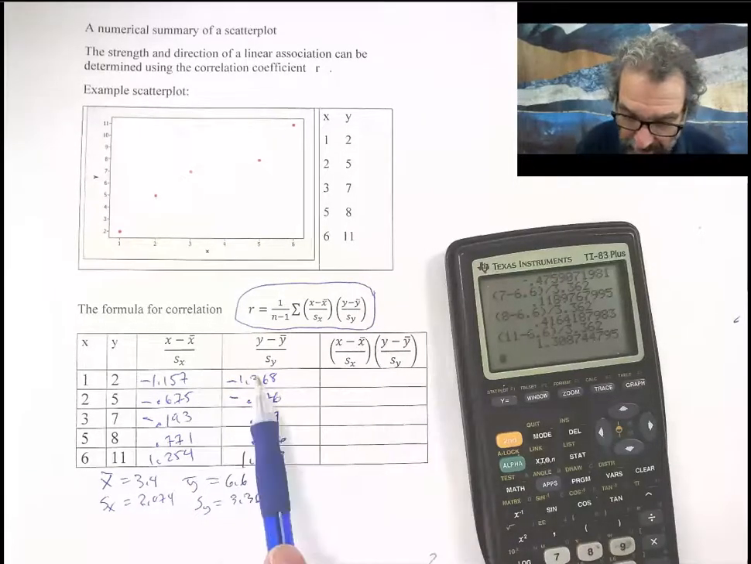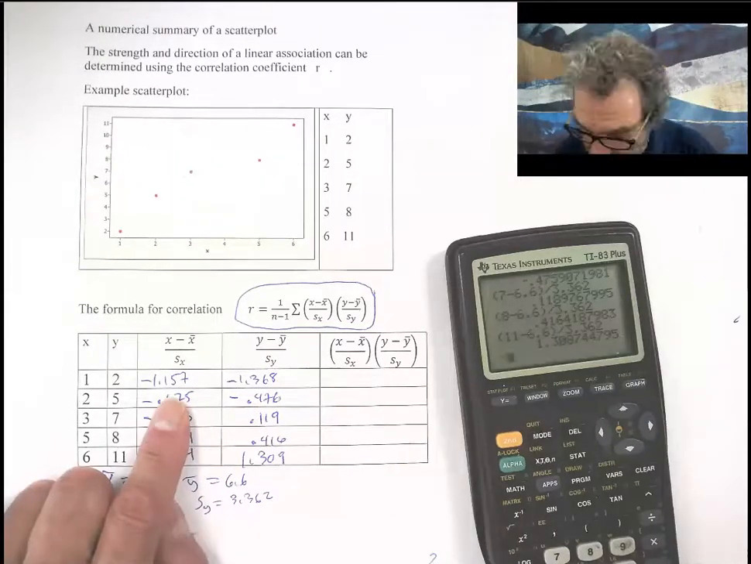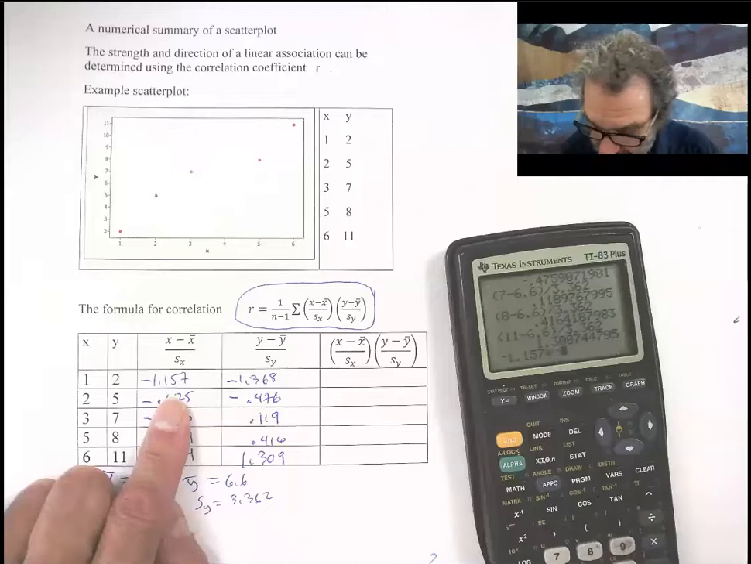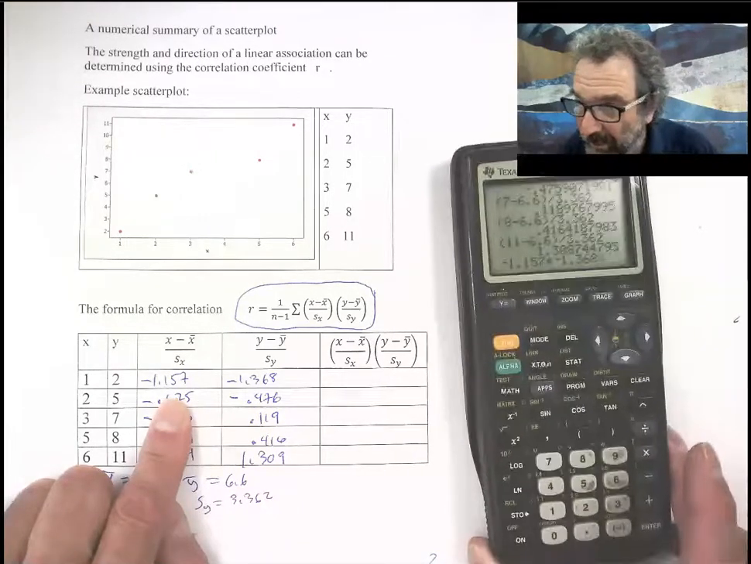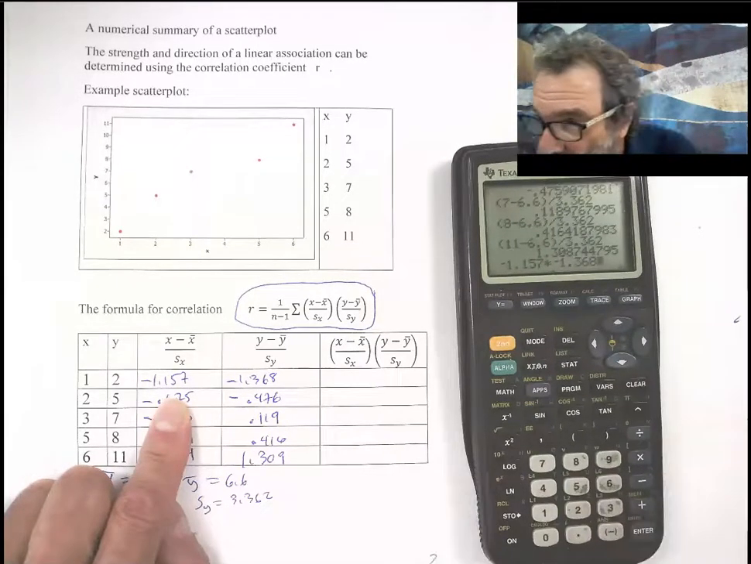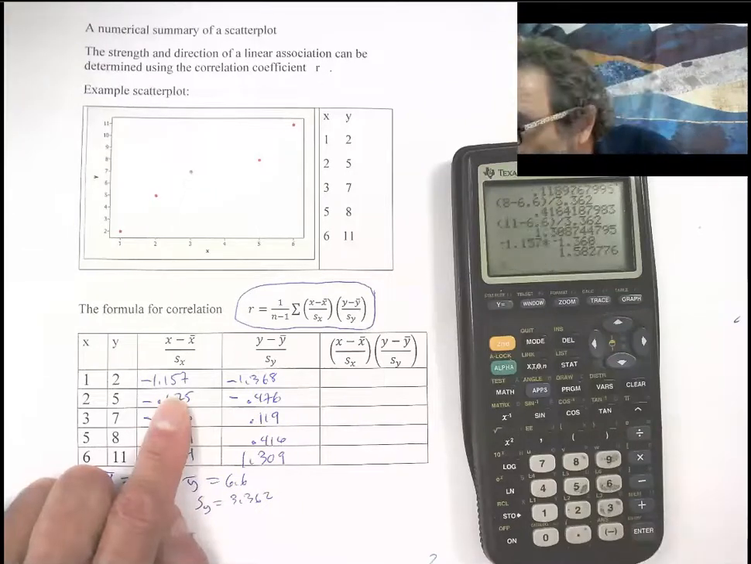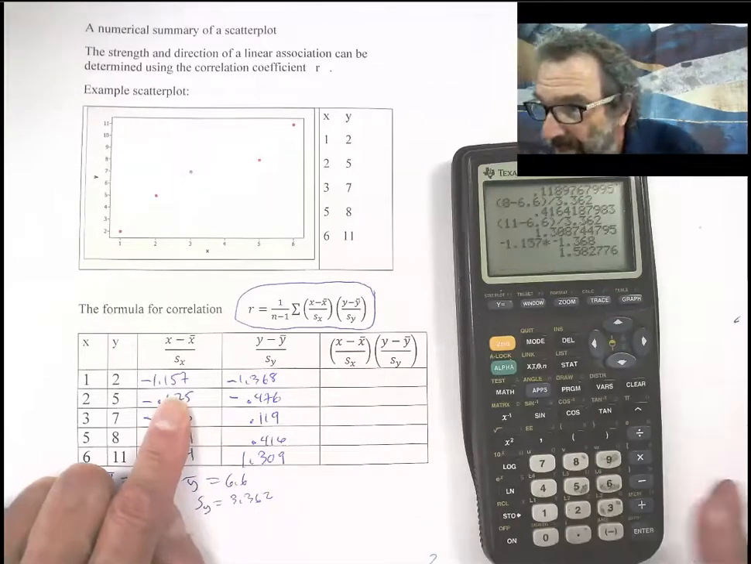Then I'm going to multiply them together. Here we go. Minus 1.157 times minus 1.368. Of course, the minus sign I'm using is sitting here. That's subtracting, that's negative numbers. Got to keep that straight. So I got the right numbers. Looks like it's okay. I'm just going to keep 3 places. 1.583.